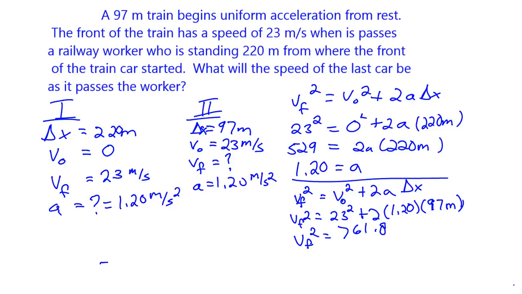And then we take the square root of that. And our final velocity as the last car passes the worker is Vf equal to 27.6 meters per second. So that's our final answer. The end.